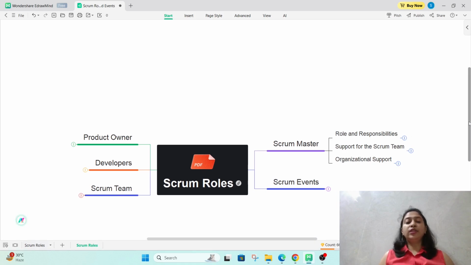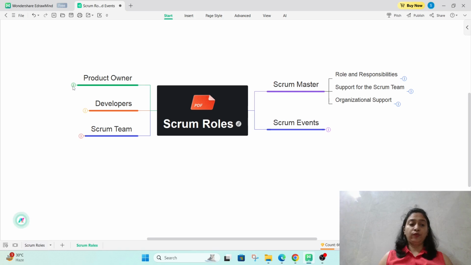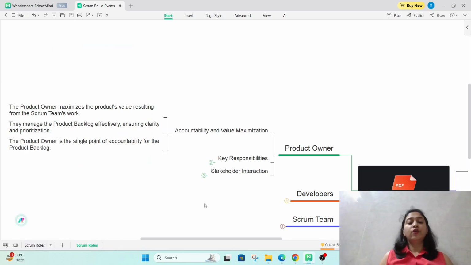Then what is the product owner role? Let's go ahead and see. What are the accountability and value maximization? The product owner maximizes the product's value resulting from the Scrum team's work. They manage the product backlog effectively, ensuring clarity and prioritization.